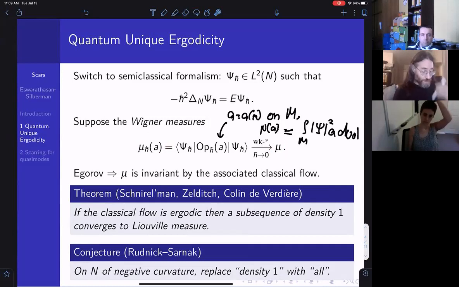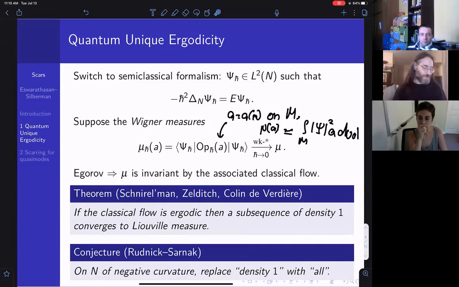And the question is, as I said before, if I take eigenfunctions, what kind of weak star limits do I get? So Shnirelman's theorem says that if the geodesic flow is ergodic, that's the geometry going into the spectral theory, then Weyl says we have lots of eigenfunctions, and Shnirelman says there's a subsequence of density 1 where the limit is the obvious measure on the cotangent bundle, the Riemannian measure on the energy surface, the unit cotangent bundle.